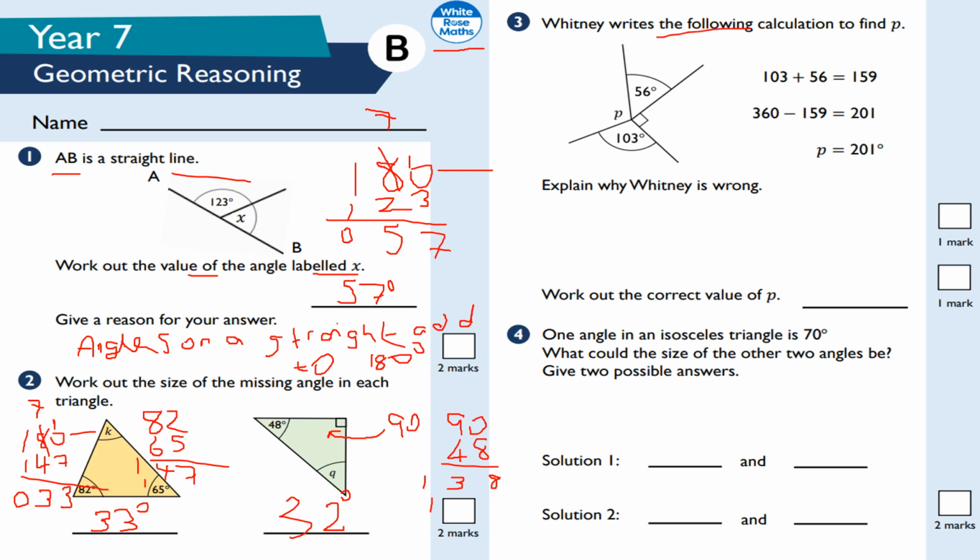Okay, question number 3. Whitney writes the following calculations to find P. 103 plus 56, 360 minus 159 is equal to 201. P is equal to 201. So Whitney is wrong because she forgot to factor in the right angle, which is 90 degrees. Okay, so NF for not factored in the right angle.